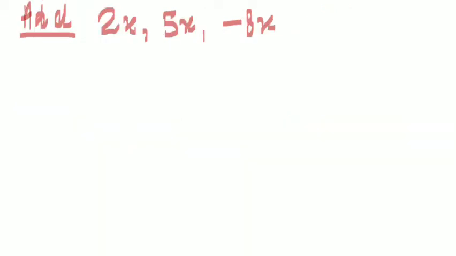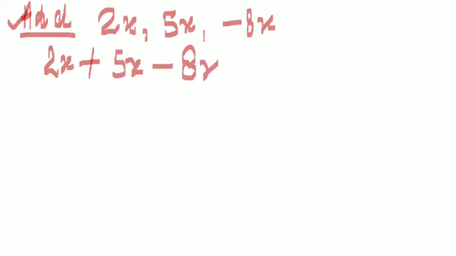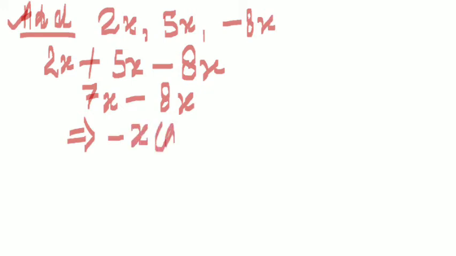I have taken an example here: 2x, 5x, minus 8x. We need to add these. These three terms are all like terms. To add them up, just put the plus sign in between: 2x plus 5x minus 8x. 2x and 5x are both positive, so they add up and give you 7x. Then the next part is negative 8x. 7x minus 8x: the signs are different, so they get subtracted. 8 is greater, so the answer is negative x. This is how we have simplified this.